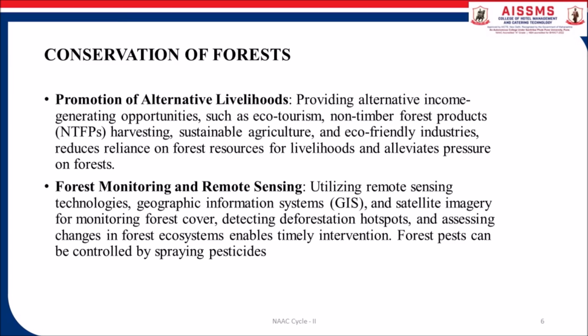Forest monitoring and remote sensing. Utilizing remote sensing technology, geographic information system which is GIS, and satellite imagery for monitoring forest cover, detecting deforestation hotspots and assessing changes in forest ecosystems enables timely intervention. Forest pests can be controlled by spraying pesticides.